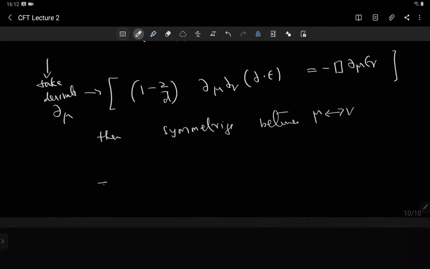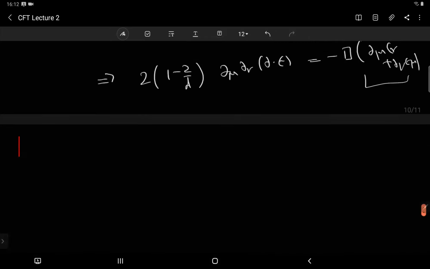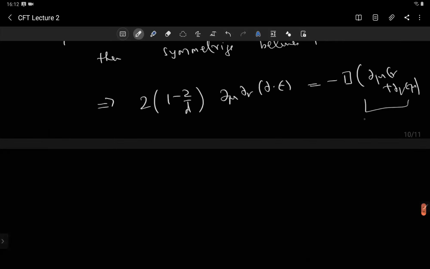So what do you get? This will give you 1 minus 2 by d. Now if you symmetrize, this side is already symmetric, so it becomes 2 times del mu del nu del dot epsilon. And on the other side, you'll get minus box times del mu epsilon nu plus del nu epsilon mu. Symmetrize this. But this we already know: this is the conformal Killing vector equation. It tells you that this object is equal to 2 by d del rho epsilon rho eta mu nu.